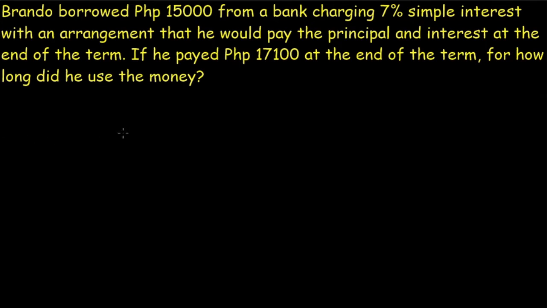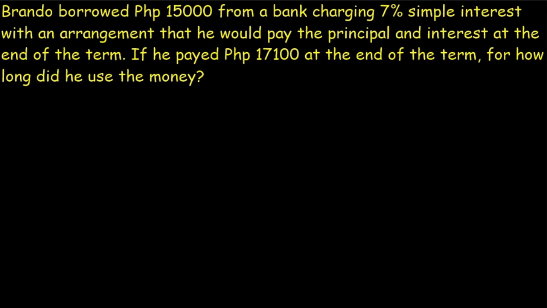Example number 2 natin, Brando borrowed 15,000 pesos from a bank charging 7% simple interest with an arrangement that he would pay the principal and interest at the end of the term. If he paid 17,100 at the end of the term, for how long did he use the money? Now, kaya tayo may second example kasi may pagkakataon na ibang value naman ang hinahanap. So, para malaman natin ano yung hinahanap, tingnan muna natin ano na yung binigay sa atin.